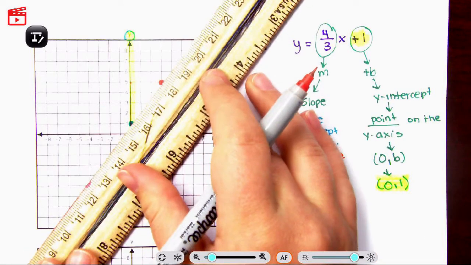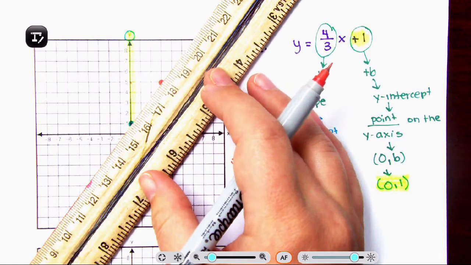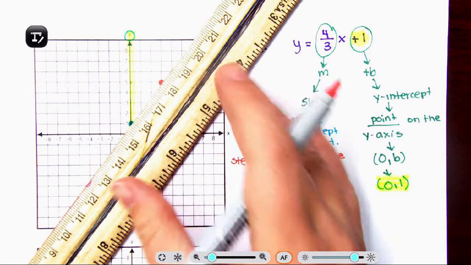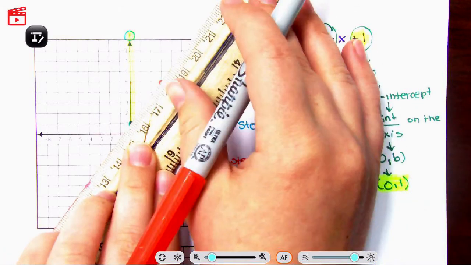So now that you have your 2 points, you're going to grab a ruler. If you don't have a ruler at home, just use the side of a sheet of paper. Let's see if I have a sheet of paper. I'll do that in a little bit. Use a binder or your notebook.